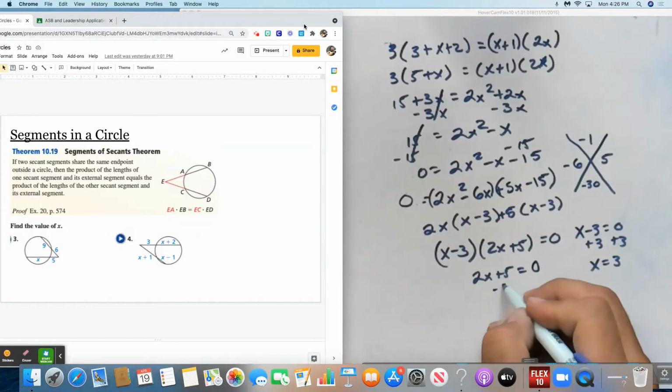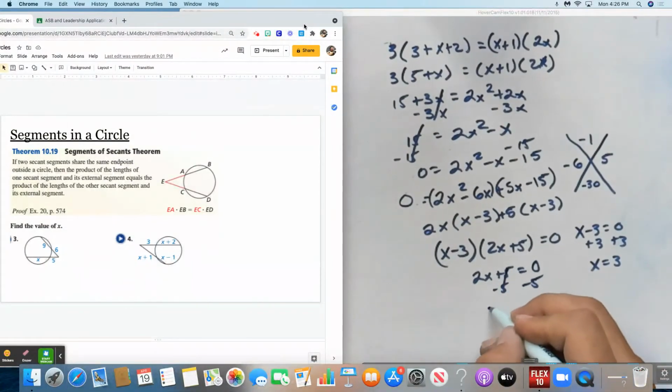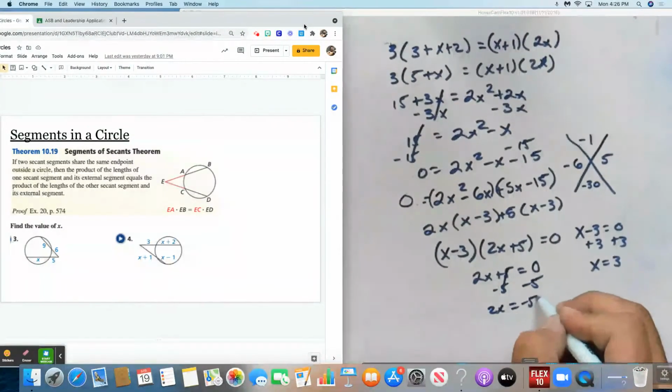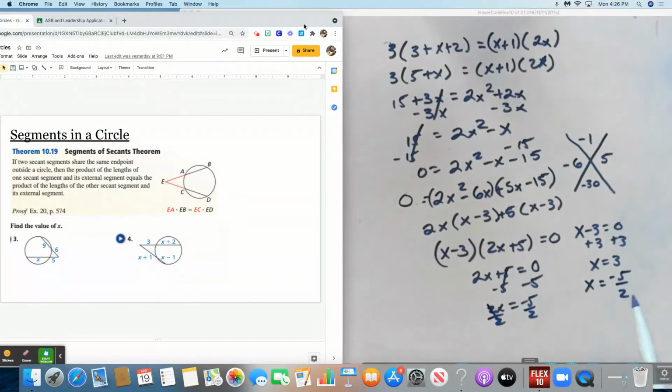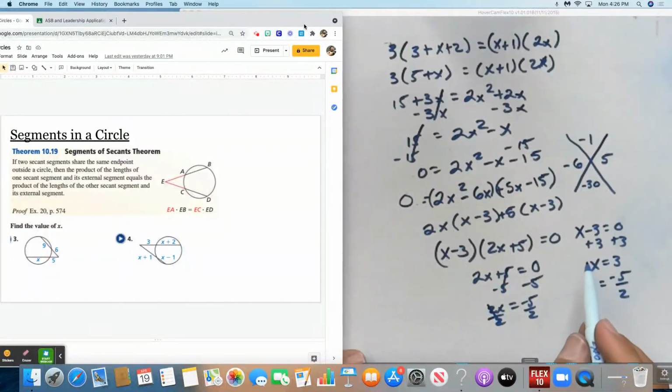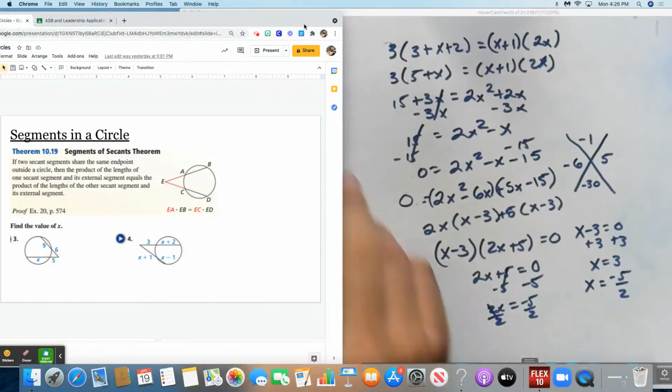So we subtract 5, cancel. 2x equals negative 5, divide by 2. And then we get our other possibility: x equals negative 5 over 2. So these are our two possible values for x. Now, one of these answers is correct, and one of them is bogus. It's mathematical hogwash; we call that an extraneous solution. So now we've got to figure out which one is real and which one is fake.